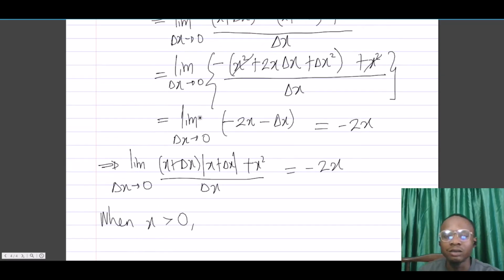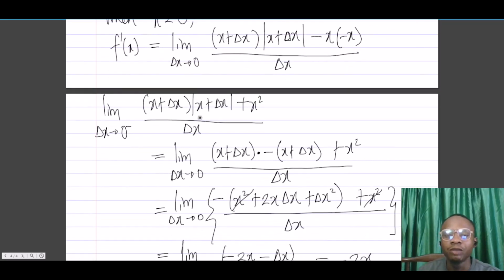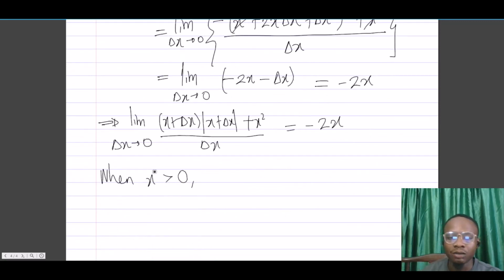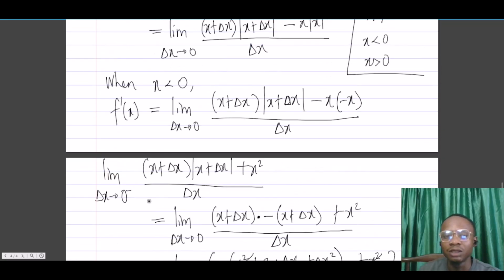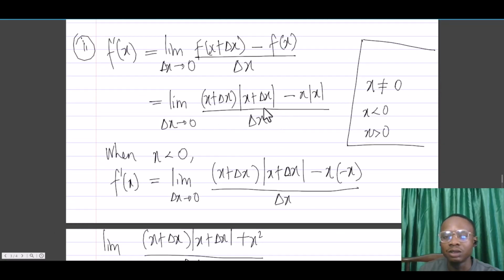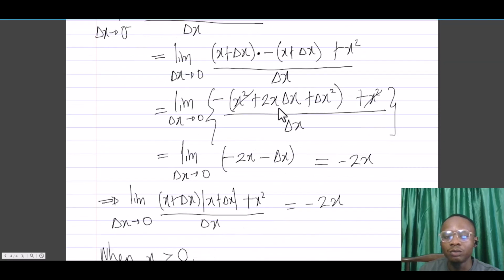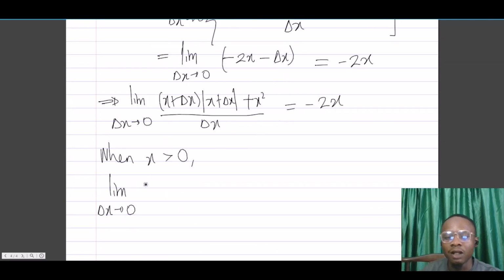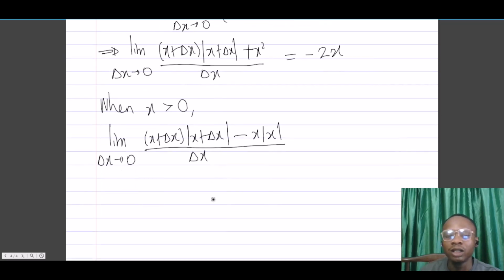So when x is greater than 0, we will have to obtain this limit again. We want to find out the limit as delta x approaches 0 of, and don't forget where we started, this is the expression we want to deal with: x plus delta x multiplied by the modulus of x plus delta x, minus x multiplied by the modulus of x, then divided by delta x. So here delta x is still approaching 0, but in this case x is positive.